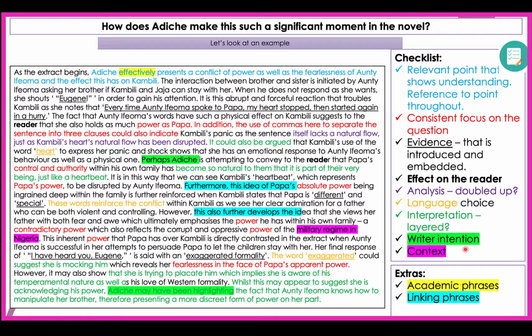We also have writer's intention, so what is Adichie doing? Why is she doing it? What does she want you to understand? And context, again, only use context if it's relevant. Some added extras, different academic phrases that you can use.